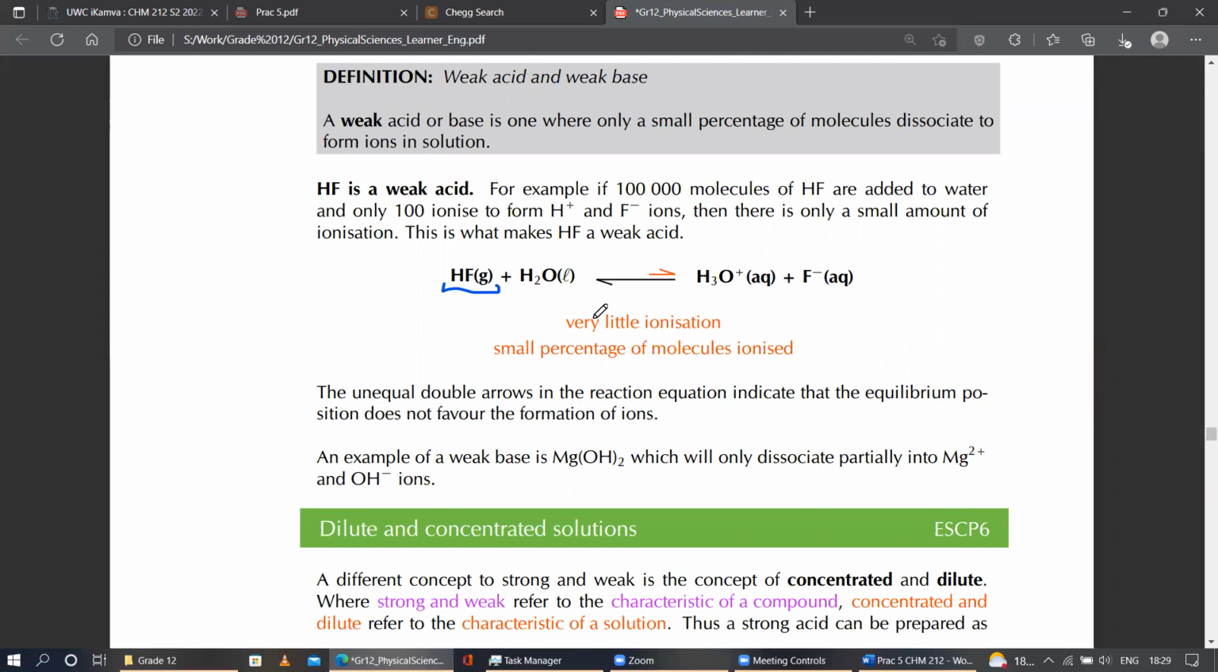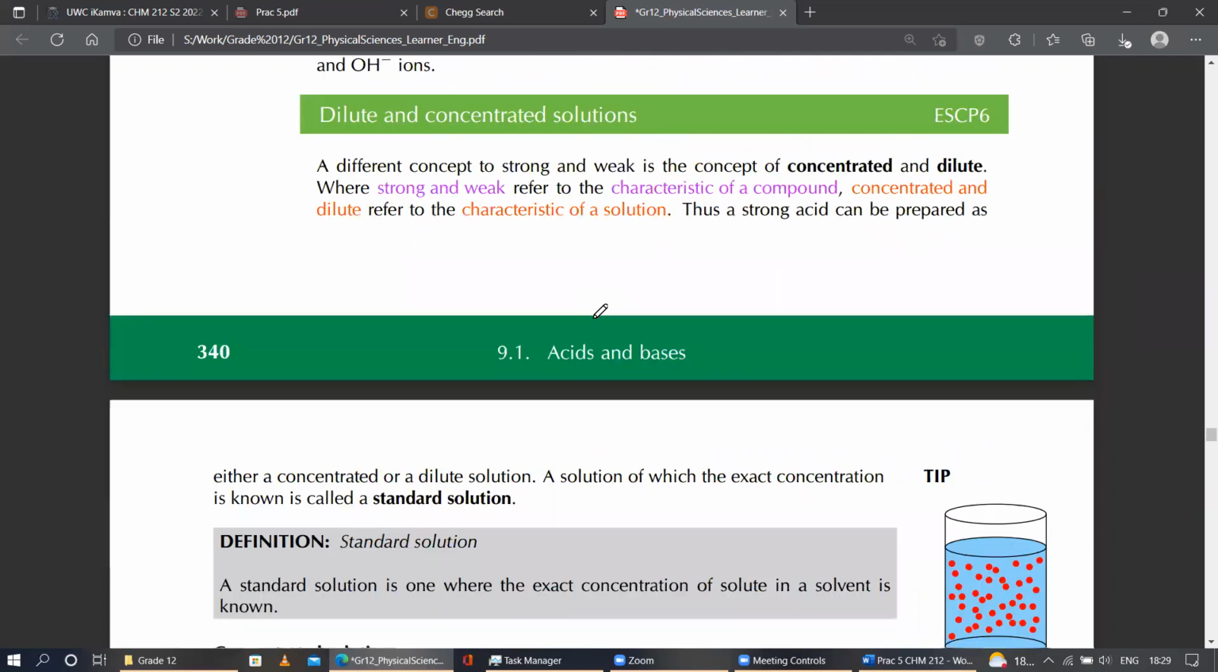So now they say dilute and concentrated solutions. We know that when something is dilute, that means they probably used a weaker acid or a weaker base. And when something is concentrated, that means the concentration of the acid and the base is high, meaning that they used a stronger acid or a stronger base.